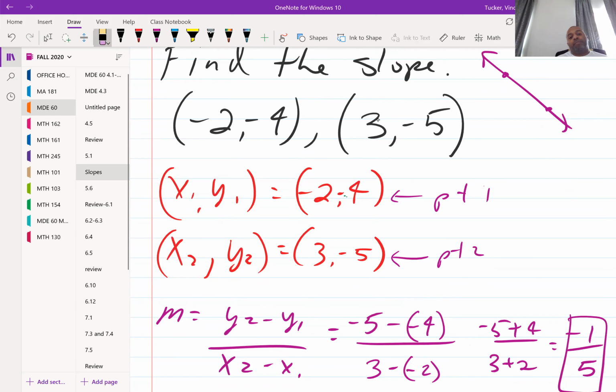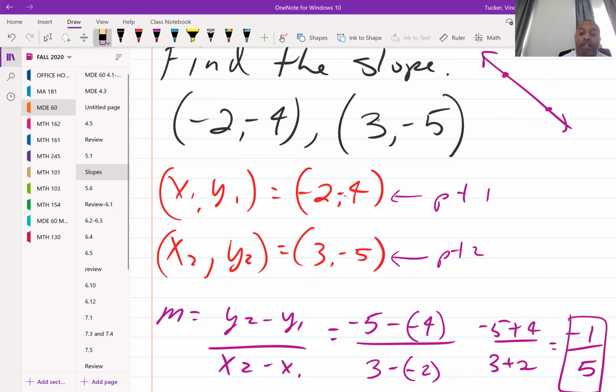All right, so the first way to do it: y2 minus y1 over x2 minus x1. Make sure you're careful with your substitution. We have -5 for y2. Then for y1, we have -4. Make sure you don't lose a negative. There's a minus sign in the formula, and you're substituting in -4. Sometimes people lose a negative in their substitution, so be careful with that.